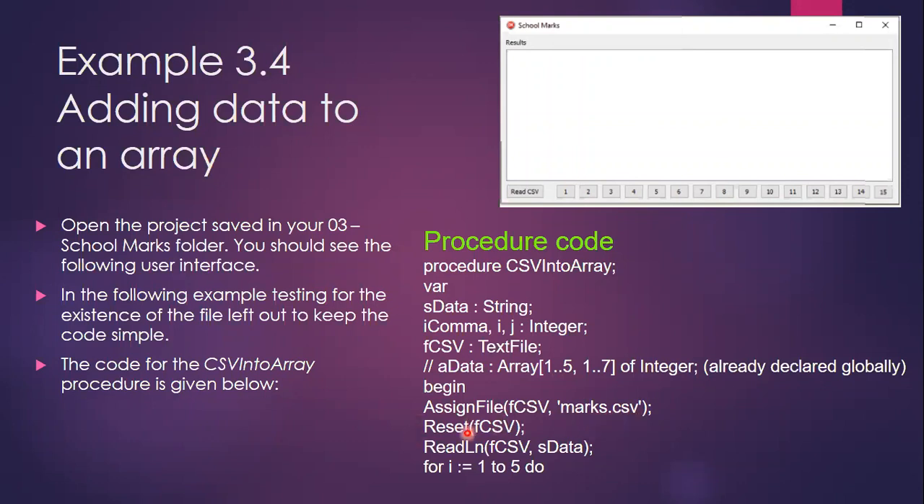We reset the file. The reason we reset it is so that it goes back to the first instance. And then what I wanted to do is go and read each line. So from my new text file, FCSV, and then I want the S data. See, we've declared S data over there. Okay, and then you're going to start your for loop. So for I, 1 to 5 do. So for my rows, 1 to 5.